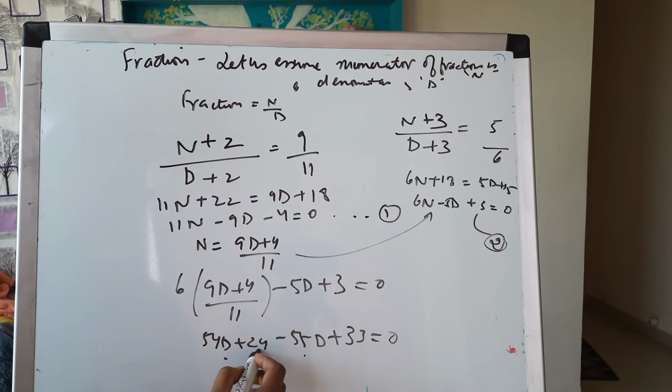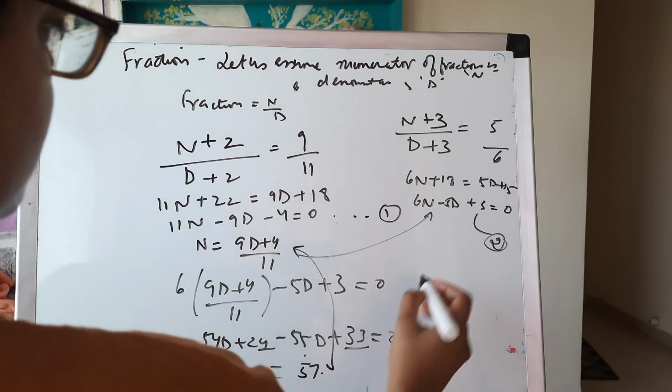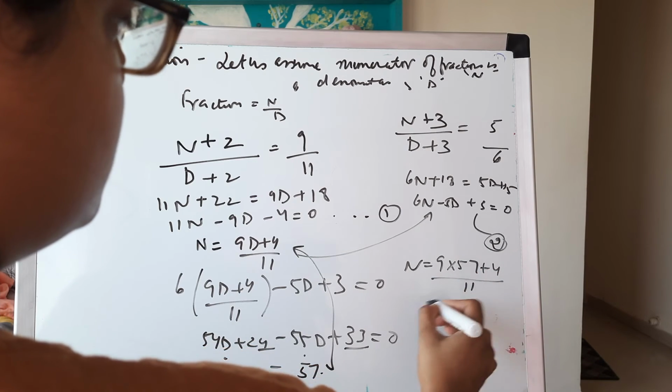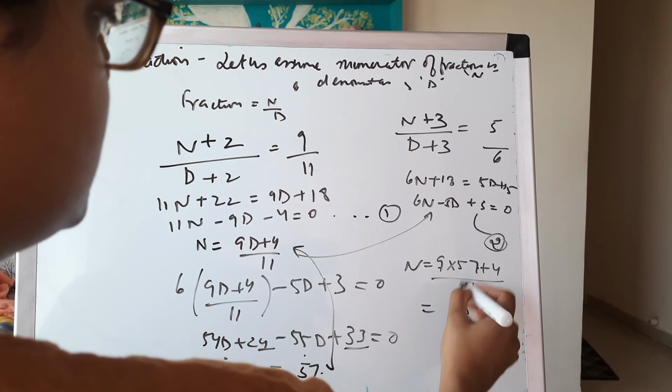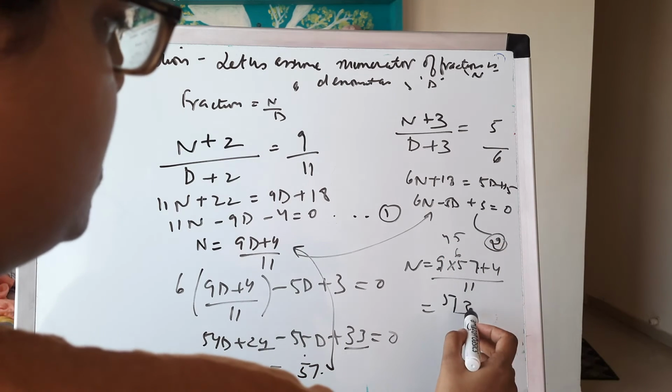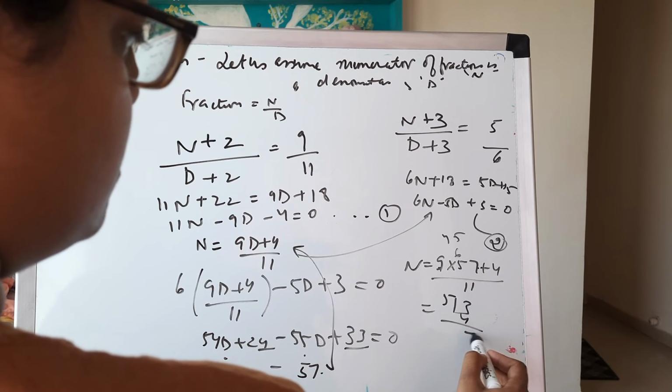Taking d on the other side, 24 plus 33, 57, and substituting this value here, n is equal to 9 into 57 plus 4 by 11. 9 7s are 63, 9 5s are 45, 45 plus 6 is 51. I somehow feel there is an issue here.